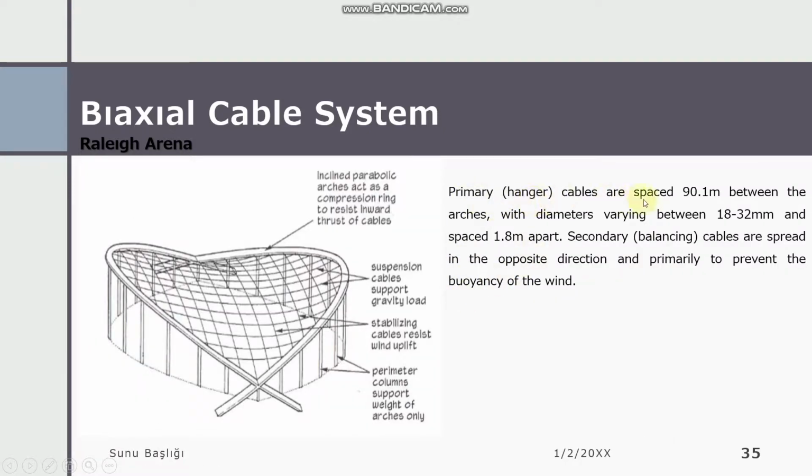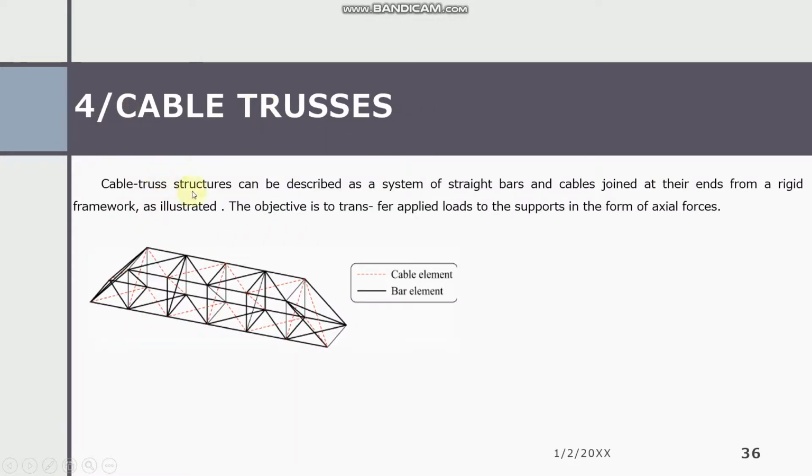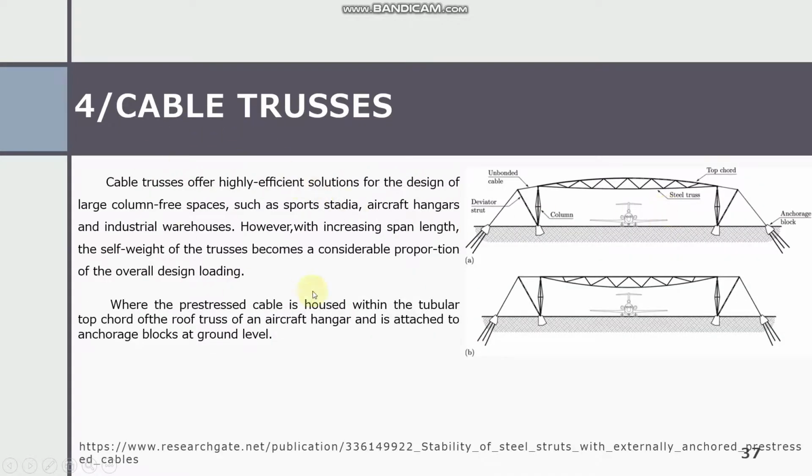The primary hanging cables. Also cable trusses can be described as a system of straight bars and cables joined at their ends to form a rigid framework. As illustrated, the objective is to transfer applied loads to the supports in the form of axial force.